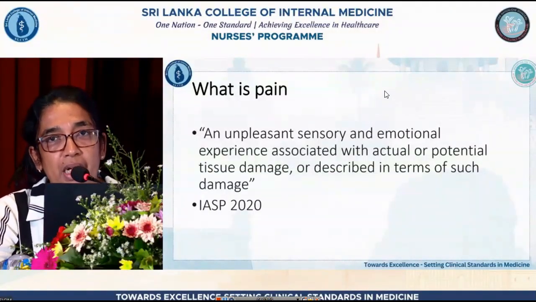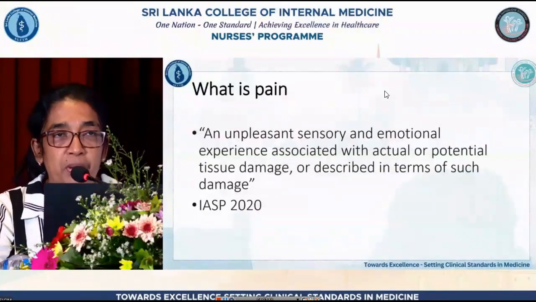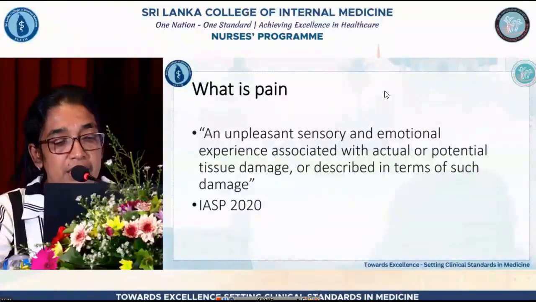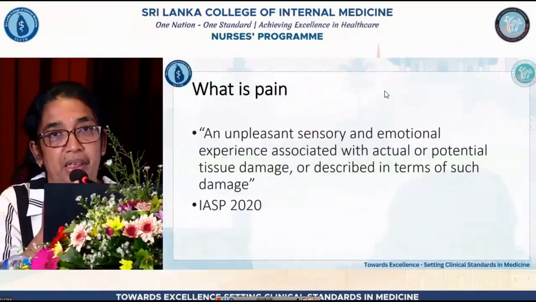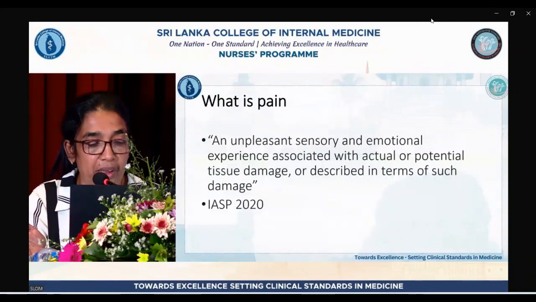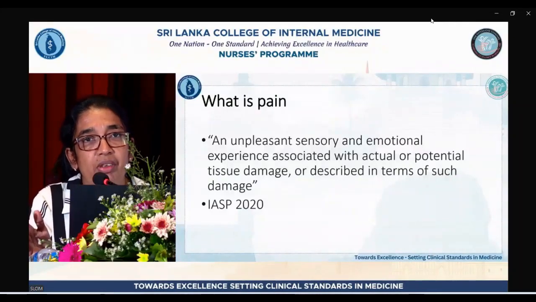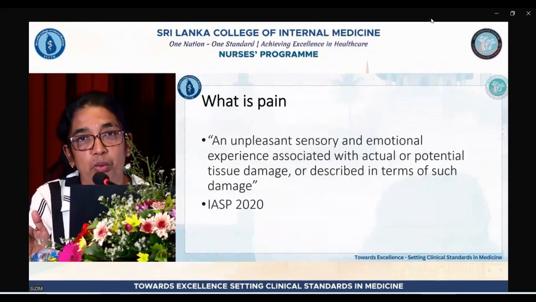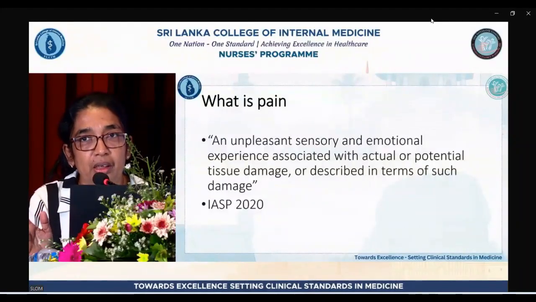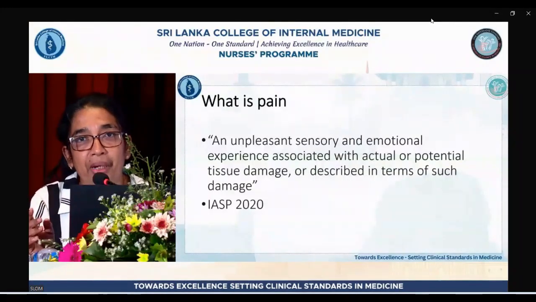So we all know, according to the International Association for the Study of Pain, pain is defined as an unpleasant sensory as well as emotional experience, right? It is associated with actual or potential tissue damage or described in terms of such damage. So there are several components, sensory and emotional. Sometimes we forget this emotional component. So that is included in the definition because it has a big impact on pain.